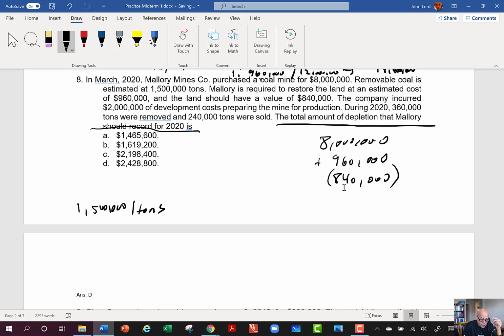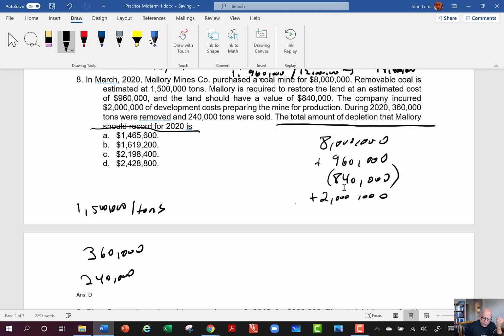Stop, John. The company incurred what? $2 million of development cost. Okay, that's pretty common. You know, you're going to have to build mining shafts and stuff so people could go under the ground to get coal so they can get black lung disease. And then during 2020, 360,000 tons were removed. Oh, okay. Let me write that down. They removed 360 and 240 were sold.